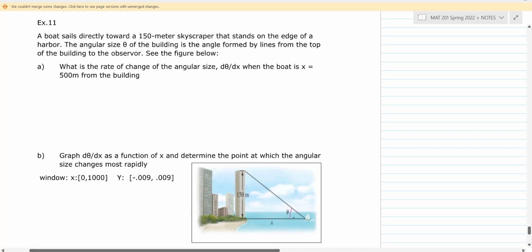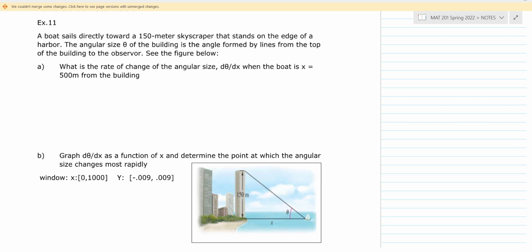So we're going to call that angle theta. The distance from the sailboat to the base of the skyscraper is x. So the question A is, what is the rate of change of the angular size, d theta over dx, when the boat is 500 meters from the building?